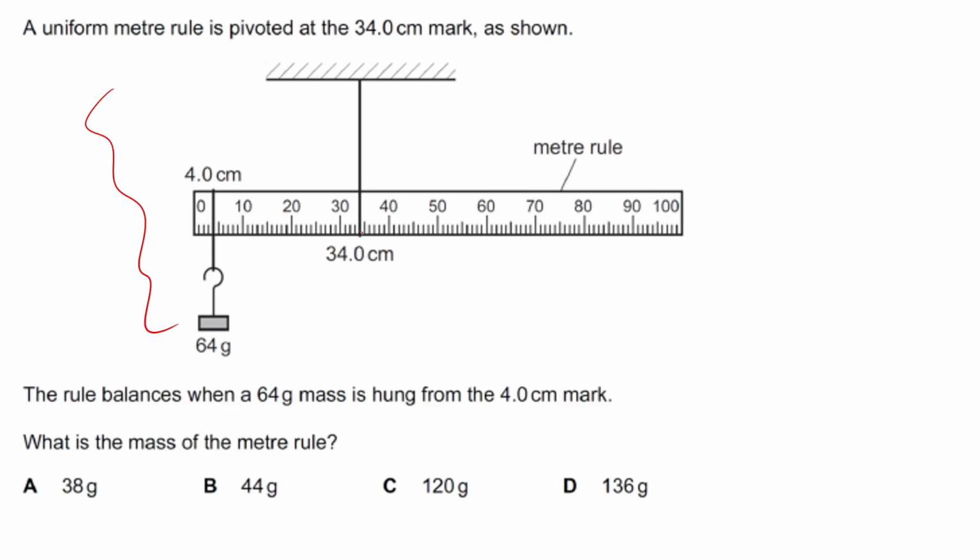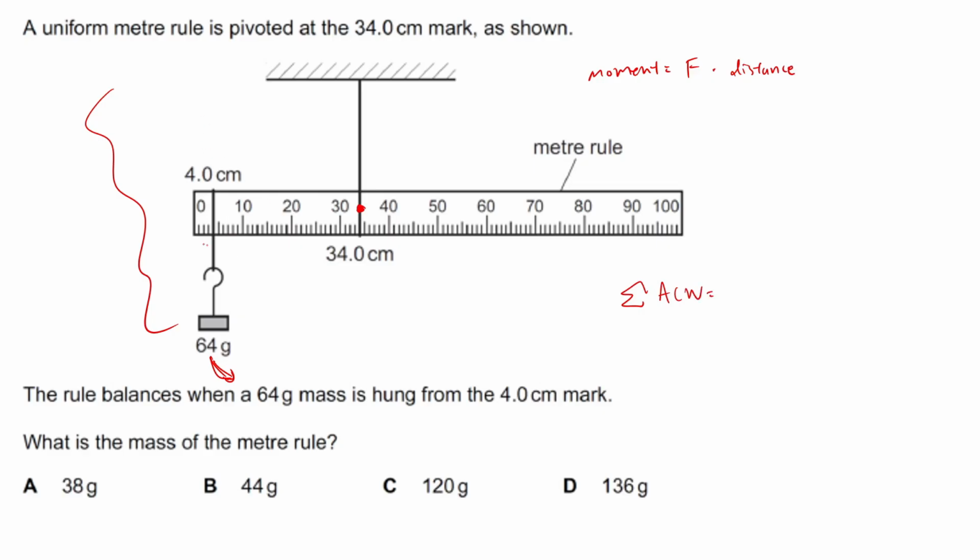And our pivot is here, I'm pretty sure. Well, we can assume that our pivot is on this line. And recall that moment is equal to force times distance from the pivot. So in this case, our weight is going from the left and down, so it's going to be anti-clockwise.